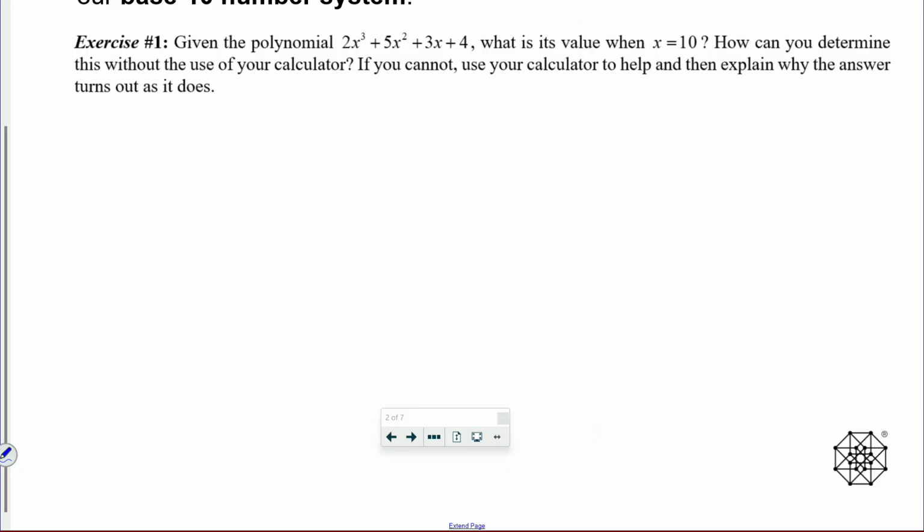Exercise number 1. Given the polynomial 2x cubed plus 5x squared plus 3x plus 4, what is its value when x is equal to 10? How can you determine this without the use of your calculator? If you cannot, use your calculator to help and then explain why the answer turns out as it does.